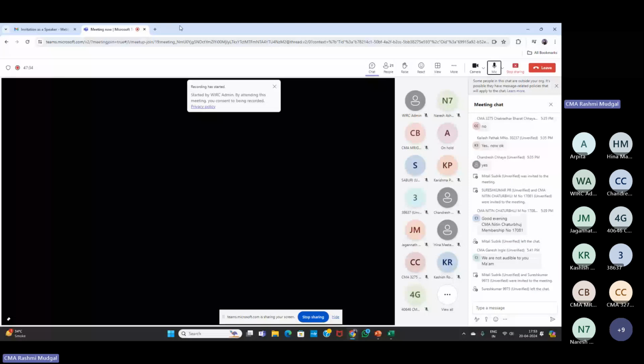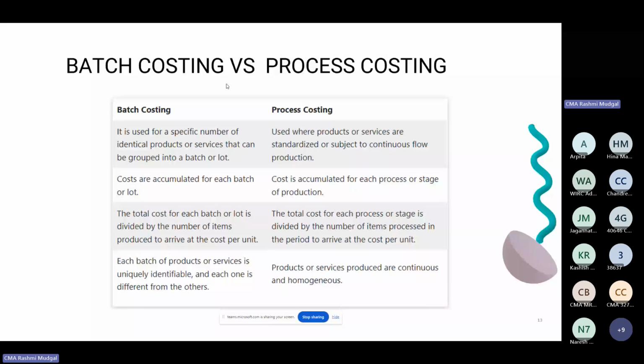Next is the difference between batch costing and process costing. How are they different from each other? Firstly, batch costing is an end-to-end process, from when the raw material enters until it is converted into the finished good. But in process costing, every process has a different costing, and before the finished good there could be two, three, or more processes which can be calculated.